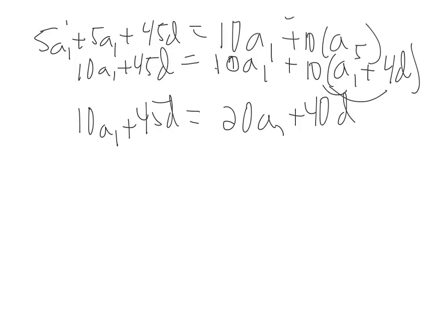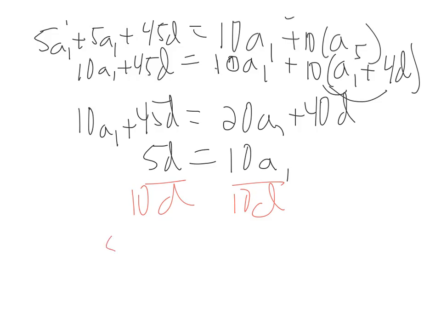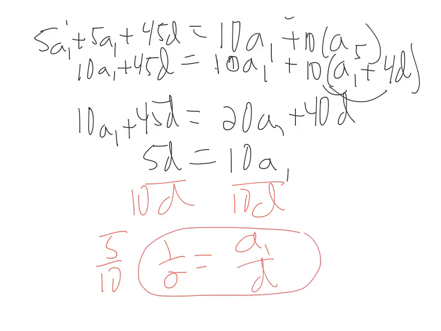I'm getting there. So now what I'm going to do is subtract the 10 a sub 1s. I'm going to subtract the 40 d's from both sides. So if I subtract 10 a sub 1s, I get 10 a sub 1s over here. If I subtract 40 d's, I get 5 d's over here. And then they're looking for a sub 1 over d. So if I divide both sides of this by d, and I divide both sides by 10, that's going to give me 5 over 10, or 1/2, equals a sub 1 over d, and that's what they were looking for.